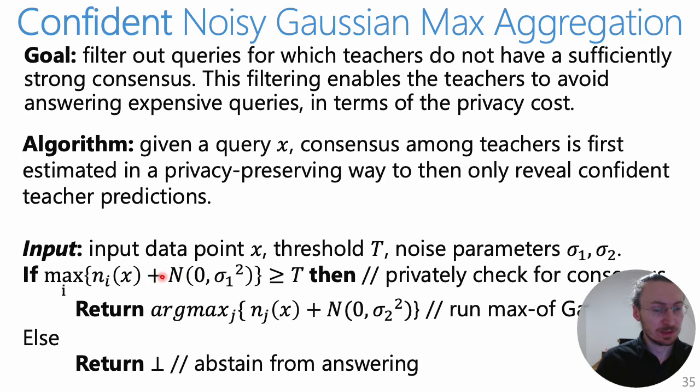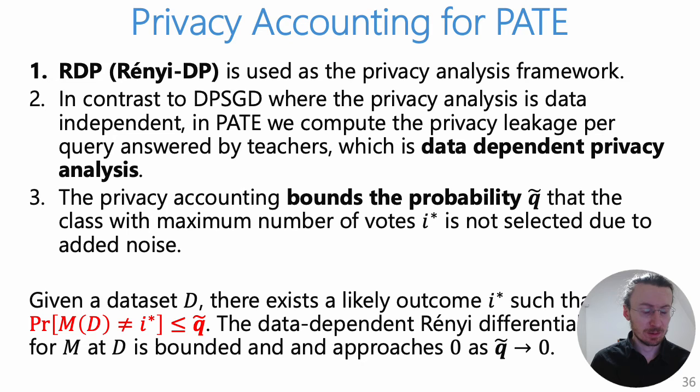And then if this first if fails, then we don't answer the query. However, an important aspect here is that even if we don't answer the query, we still pay some privacy cost for checking if there is consensus between teachers. If there is consensus, then actually we pay the privacy cost twice. Once to check if there is consensus between teachers, and a second time to privately release the label from the teacher ensemble. Knowing that, let's now consider how to do privacy accounting for PATE.